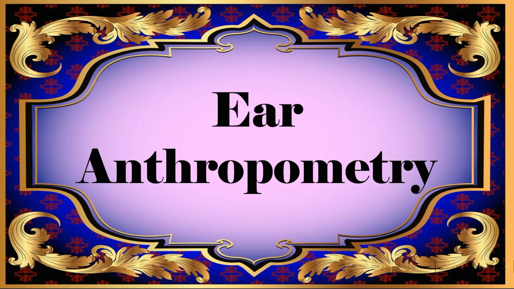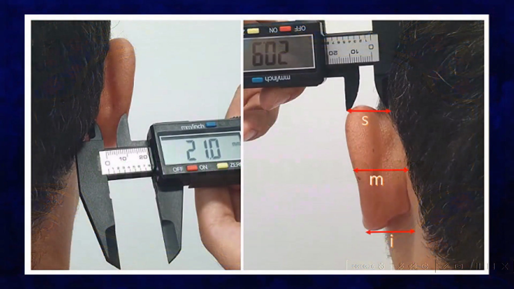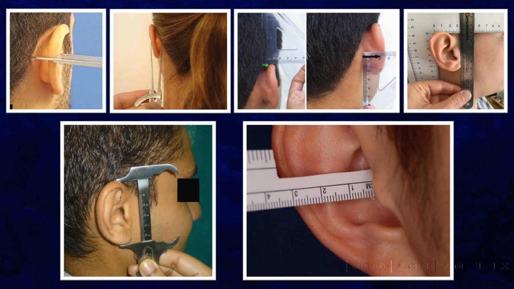Ear anthropometry. A thorough understanding of the sizes and proportions of the normal, external ear is critical for plastic surgeons, for reconstructive surgeries of the ear, and for facial rejuvenation. Different methods for measuring the ear proportions and angles.